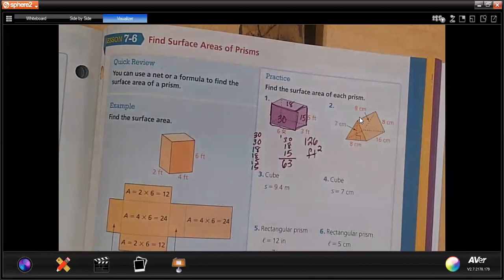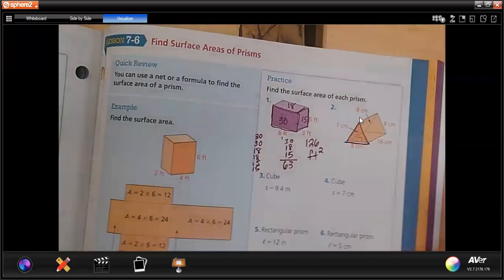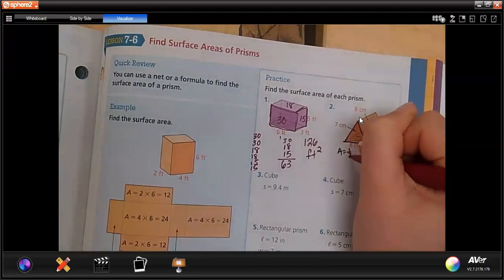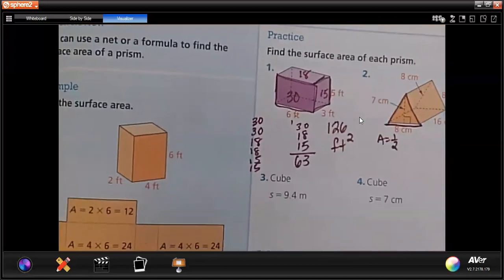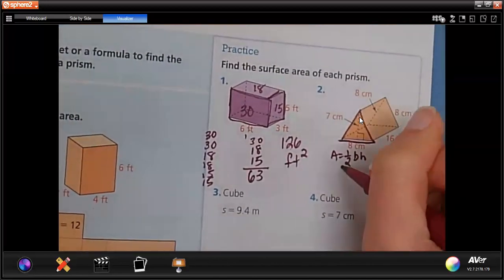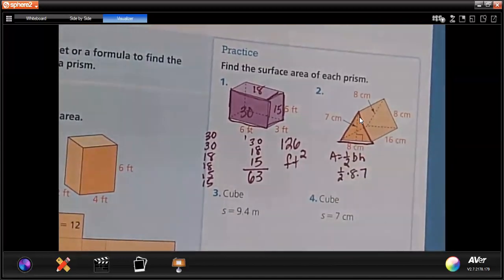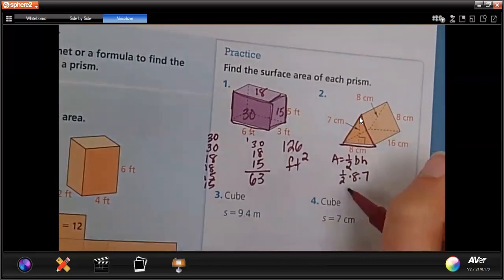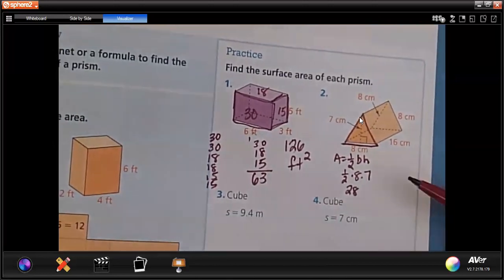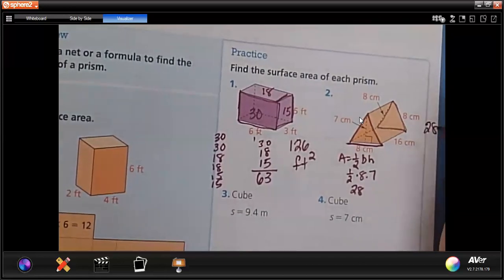All right. For the triangular prism, remember we want to find the area of our triangular face, which is 1/2 base times height. Let me zoom in here a little. That's a little better. Okay, 1/2 of my base times my height. My base is 8. My height is 7. Well, I know 1/2 of 8 is 4, and 4 times 7 gets me 28. And I've got 2 of those triangles, the front and the back. Okay, so we're going to have 28 plus 28.